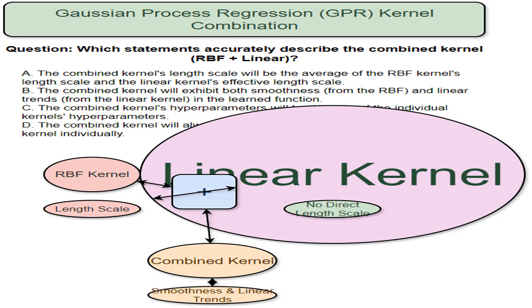Here, we're dealing with the straightforward linear kernel. This kernel simply models relationships as straight lines. It doesn't have the flexibility of the RBF kernel's curves and therefore doesn't need a length scale parameter. Think of it as drawing the trend line through your data points.